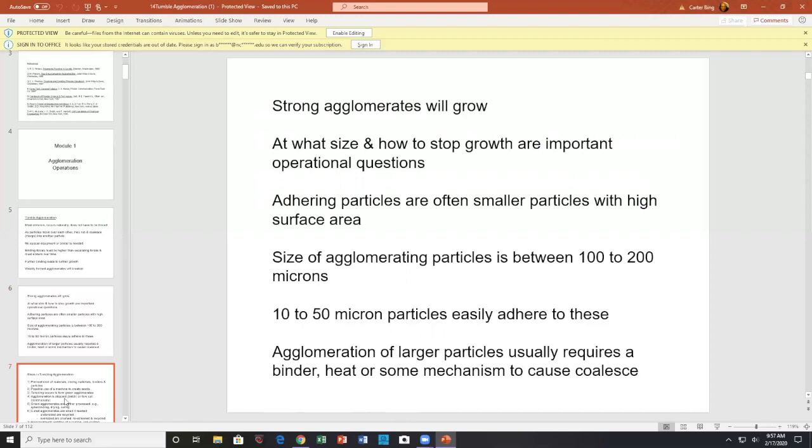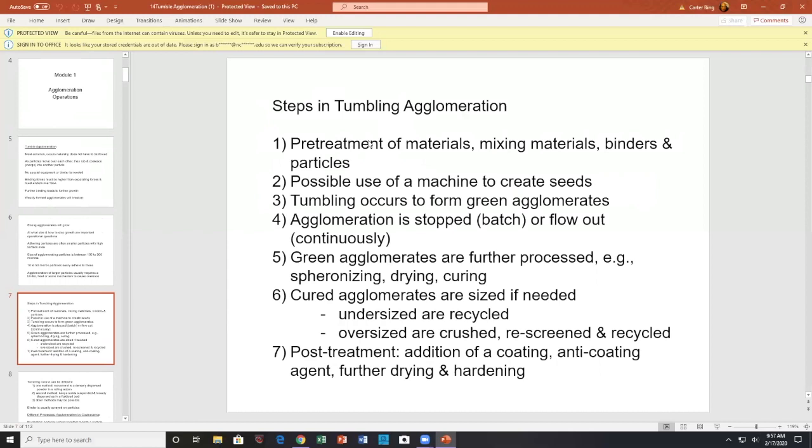So if I'm looking at tumble agglomeration, I have a pretreatment, perhaps. Mixing materials together, perhaps binders and particles. Possible use of a machine to create seeds. So I have a seeding machine. Tumbling occurs to form a green agglomerate. The agglomeration is stopped, stopping dust or something of that nature, or flow out in a continuous manner.